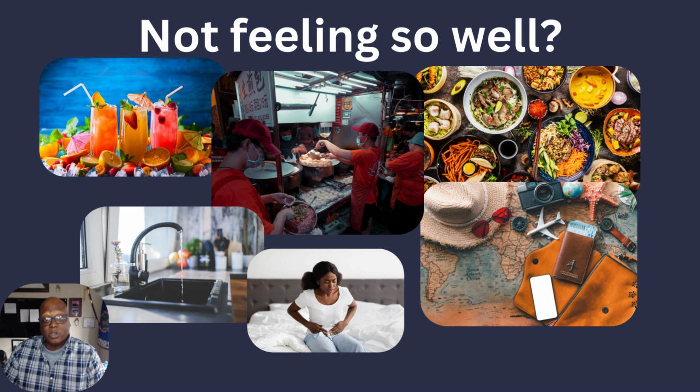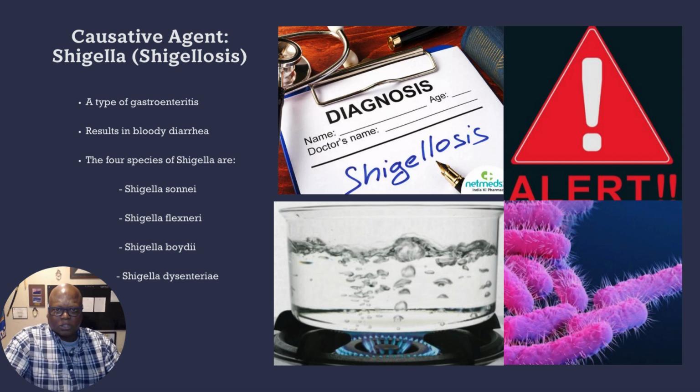Well, today we're going to discuss such a microbe called Shigella, which causes a condition called shigellosis. Shigellosis is a type of gastroenteritis which results in bloody diarrhea, abdominal pain, and fever. There are four species of Shigella: Shigella sonnei, which is prevalent here in the United States, flexneri, boydii, and dysenteriae, which is common in developing countries.